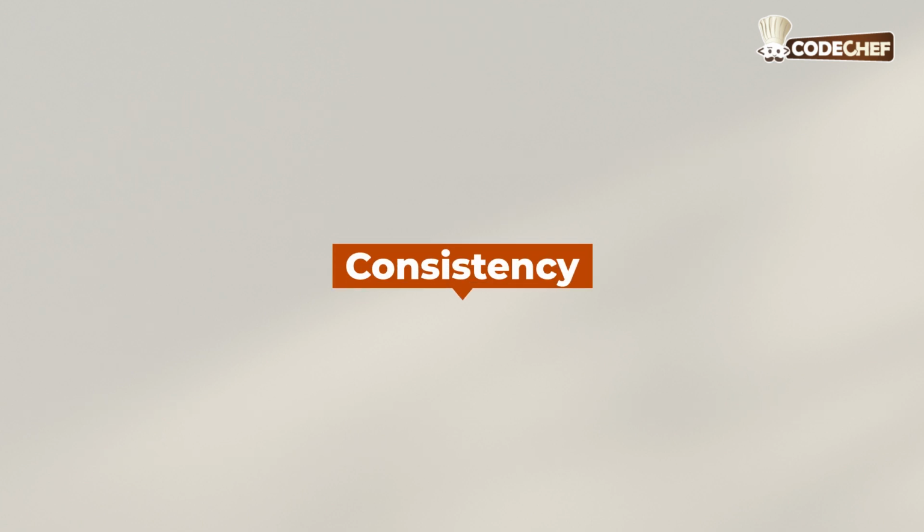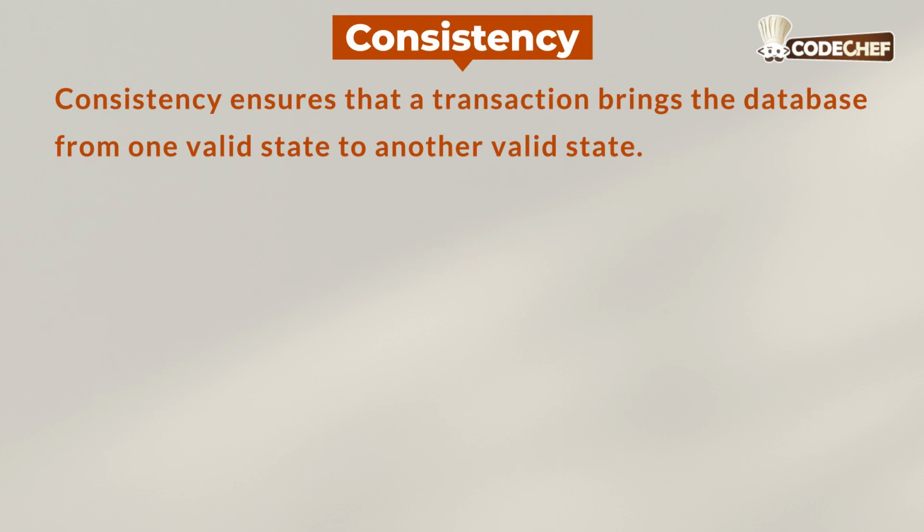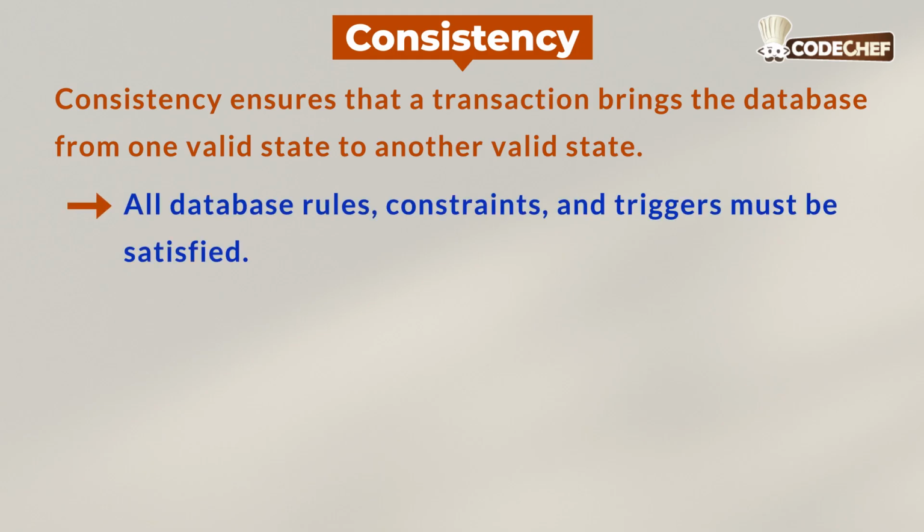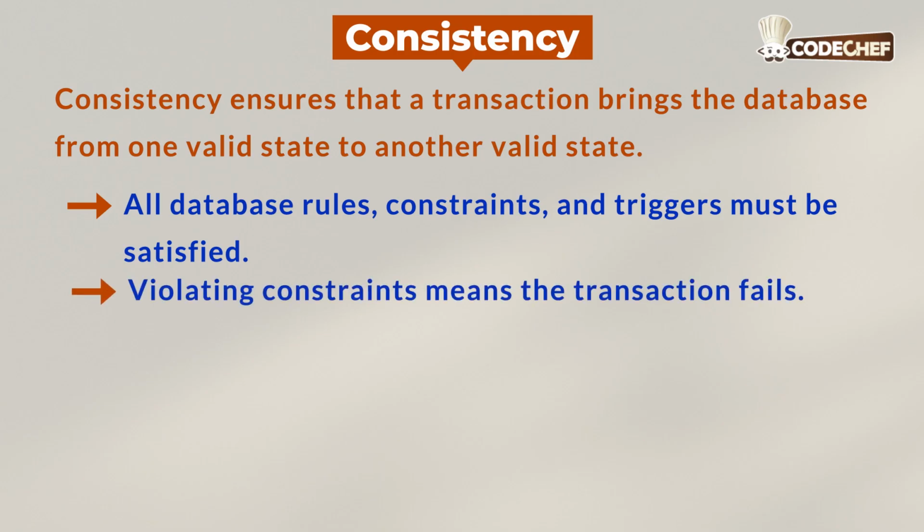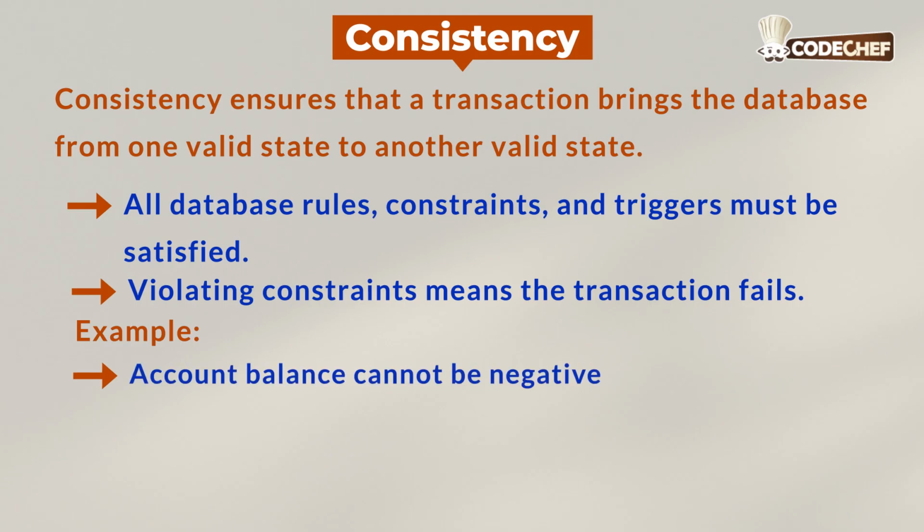Next is consistency. Consistency ensures that a transaction brings the database from one valid state to another valid state, which means all database rules, constraints, and triggers must be satisfied. Violating constraints means the transaction fails. For example, account balance cannot be negative. So it is a rule, right? It is a constraint that the balance of an account can never be a negative number. This is what consistency is all about.